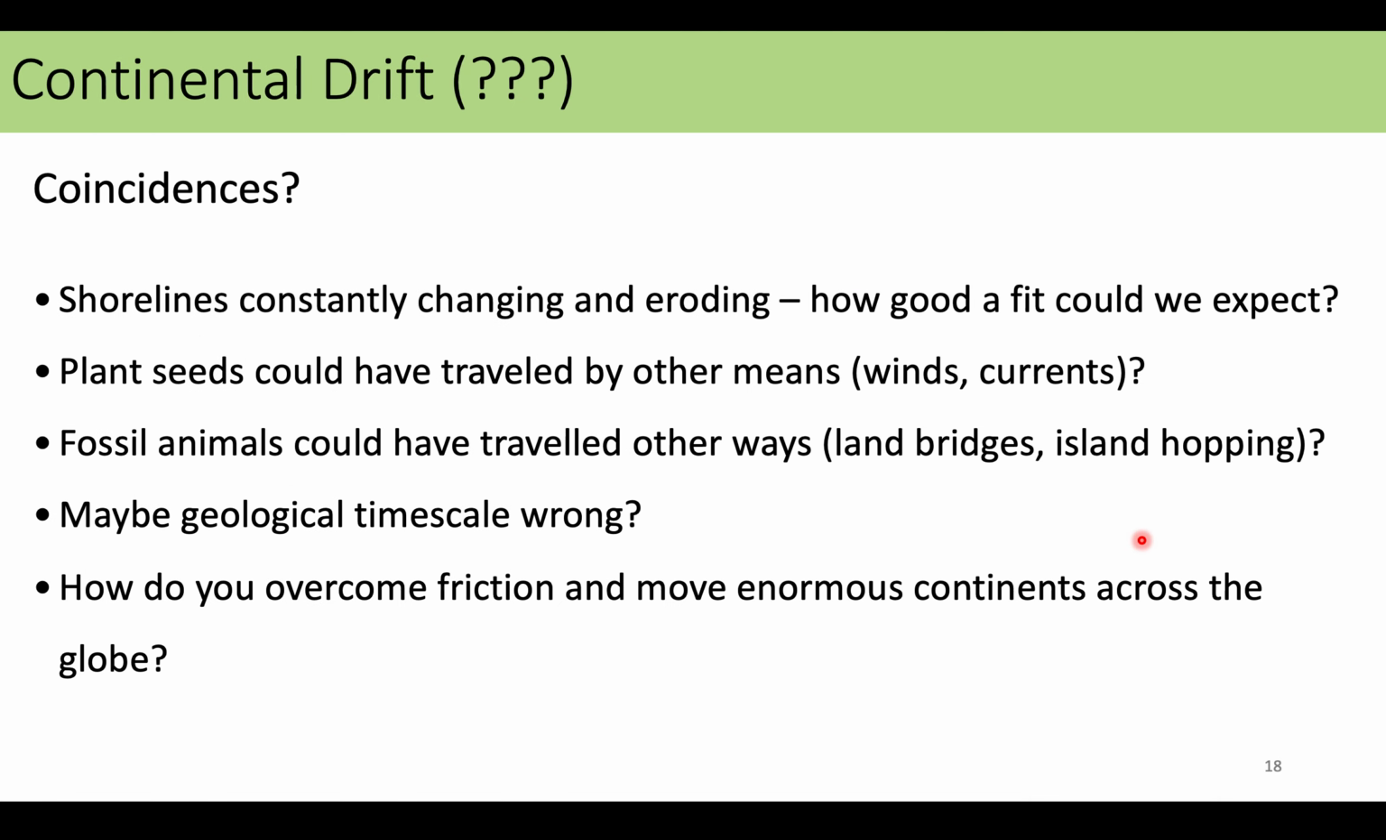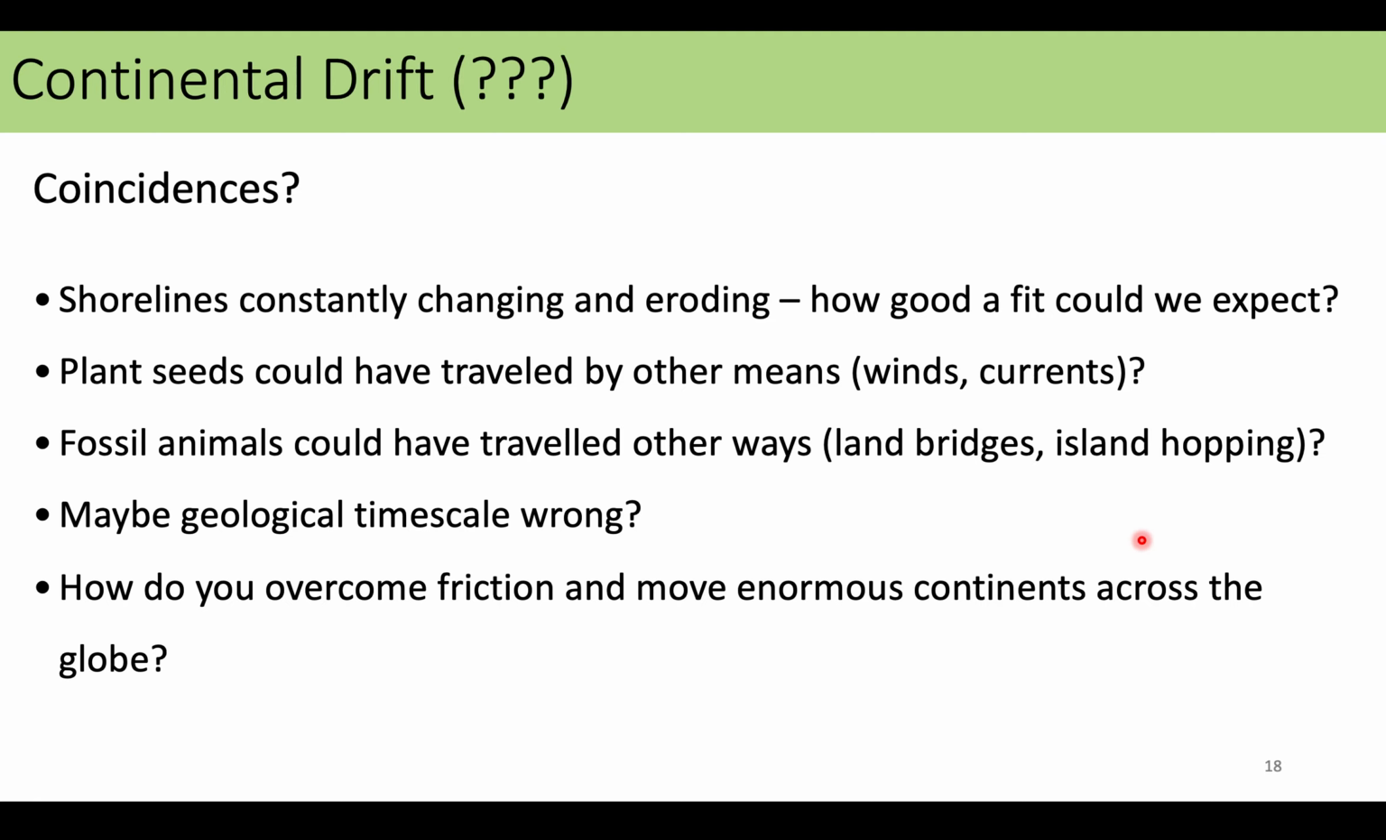So continental drift was not a widely accepted theory. So he had this evidence, which is great. He had some pretty solid evidence, but he was ridiculed a bit. People did not believe him. So a lot of the pushback he got was that, well, maybe it's all just coincidence. Shorelines are always changing, they're always eroding. How could you expect to have a good fit across continents when our shorelines are always changing?